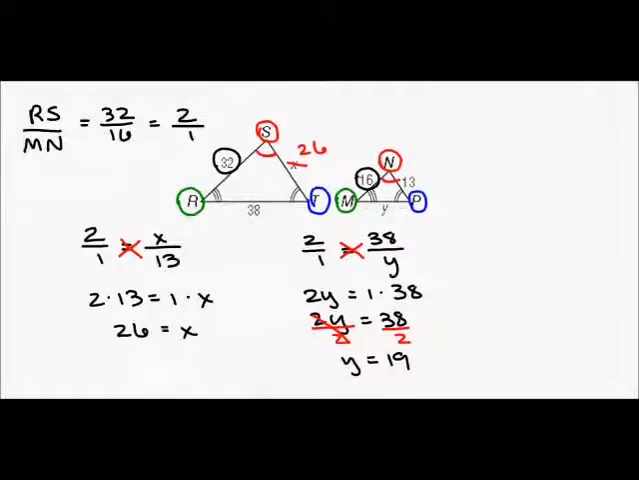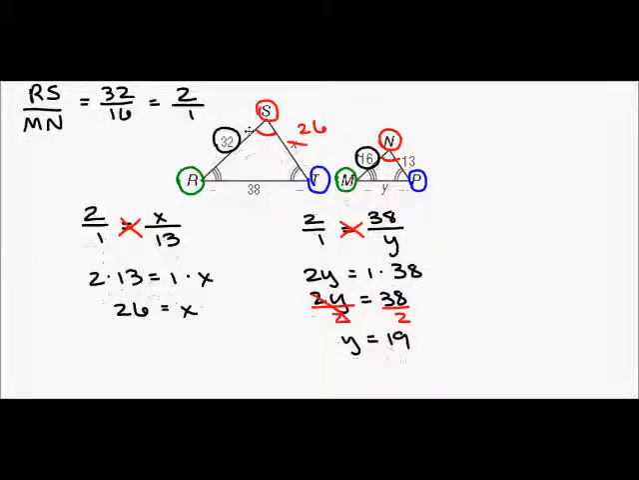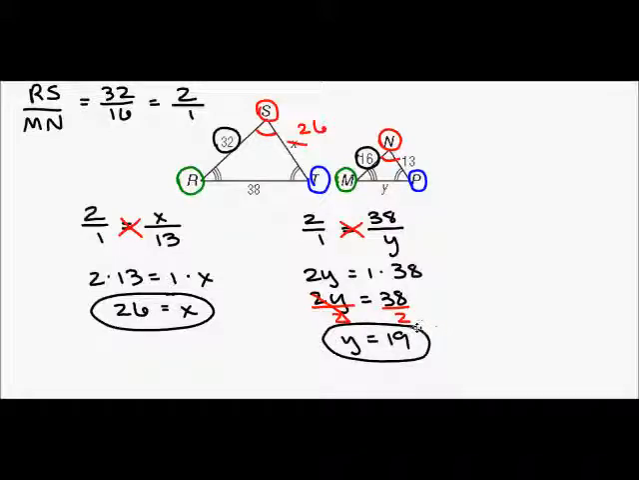Okay, another way that you could have done this, if you notice that these numbers over here, like 32 is 2 times 16, you could have just taken that 13, multiplied it by 2, and gotten 26. Similarly, you could have just divided that 38 by 2 to get your 19. And that's just a little bit of a shortcut if you notice that. If you don't notice it, don't worry about it. The cross multiplication will work.